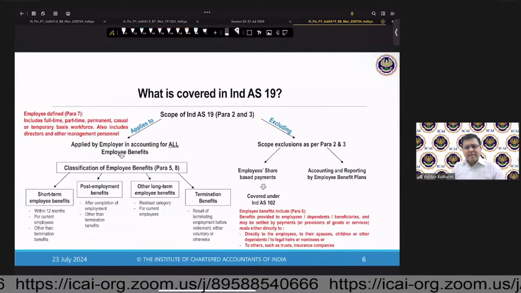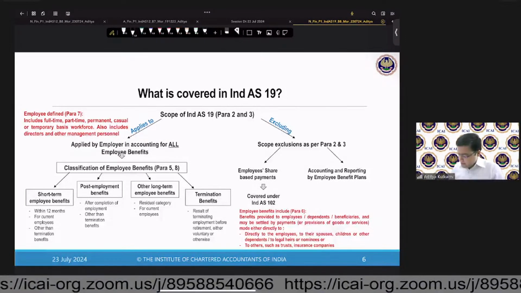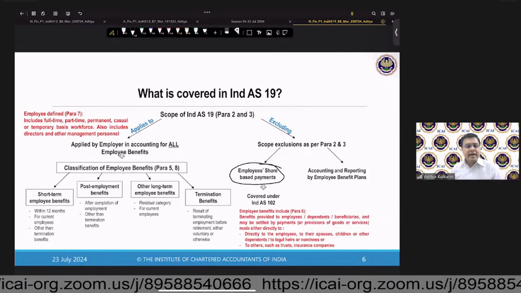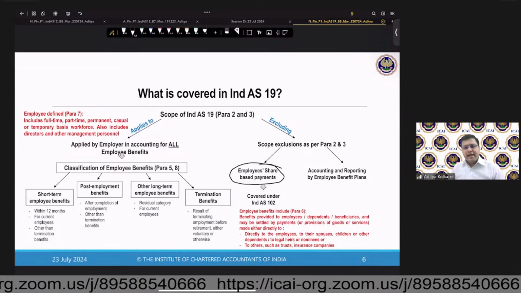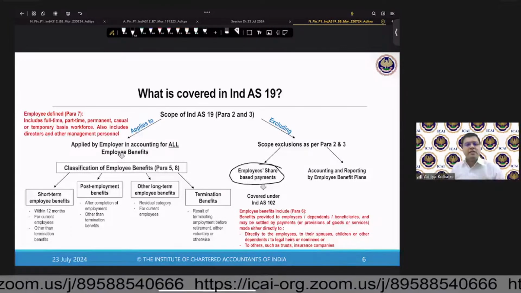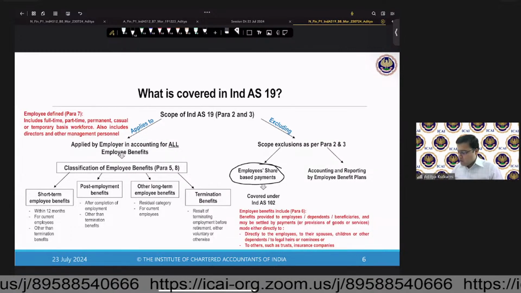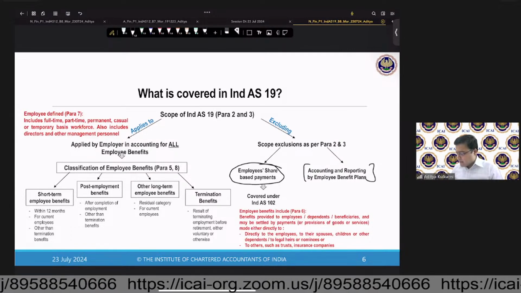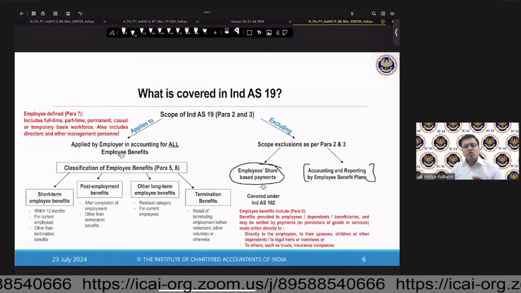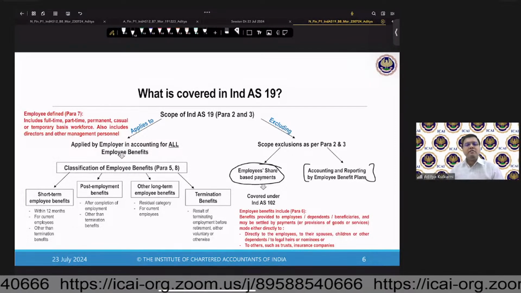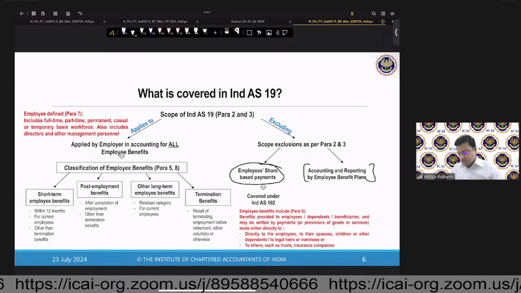So everything is covered except employee share-based payments. Employee share-based payments are not covered because you have a separate standard under Ind AS 102, which deals with employees' share-based payments. And you are not going to discuss accounting and reporting by the employee benefit plans. So what is an employee benefit plan? We will come to that shortly, but these two are not there.